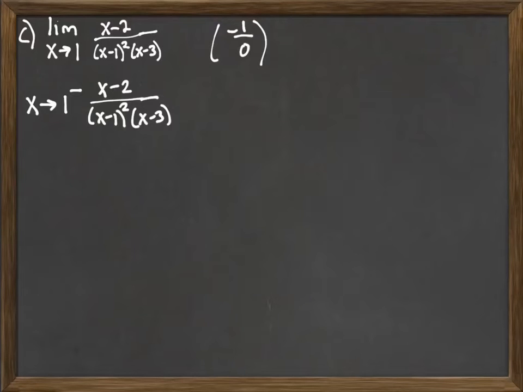Well, if we take on values a little bit smaller than 1, the numerator is going to be negative. And then the denominator, well, when you put something a little bit smaller than 1 into x minus 1, that's going to be negative. But that's being squared, and so therefore that's still going to remain positive. But when we put something a little bit smaller than 1 into the expression x minus 3, that's also going to be negative as well. And so we get a negative divided by a negative, which becomes positive infinity. So we know that the left-hand limit is positive infinity.